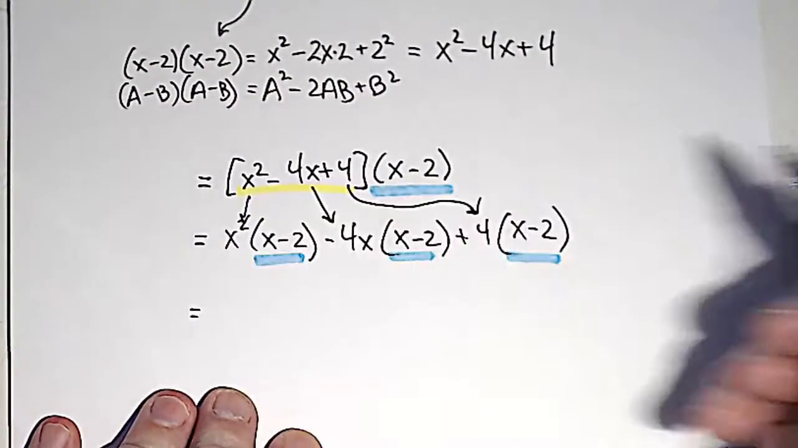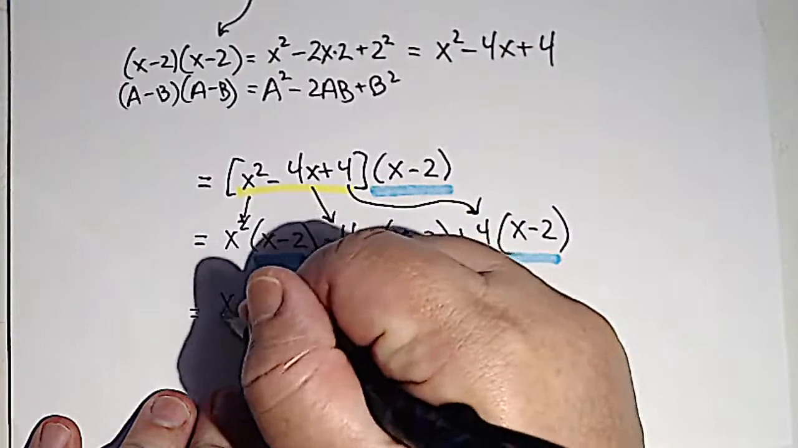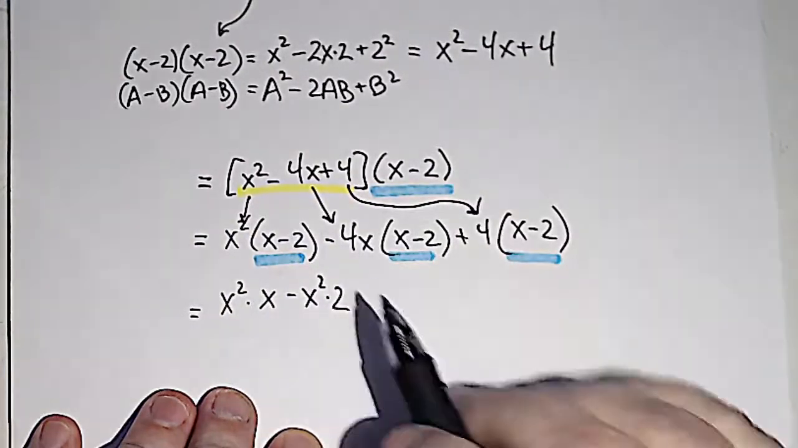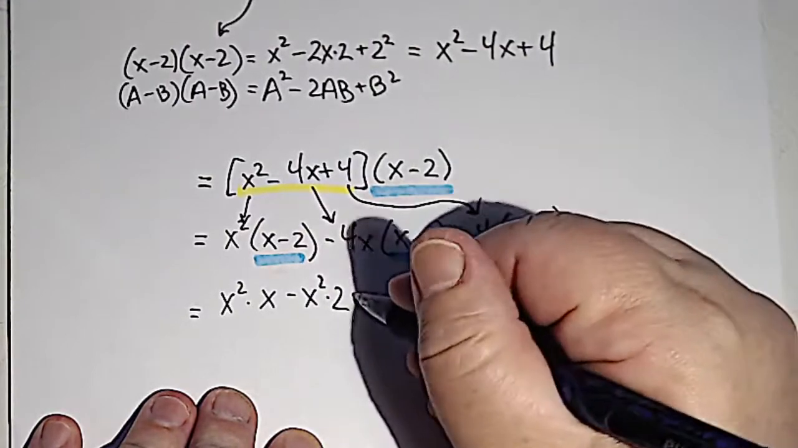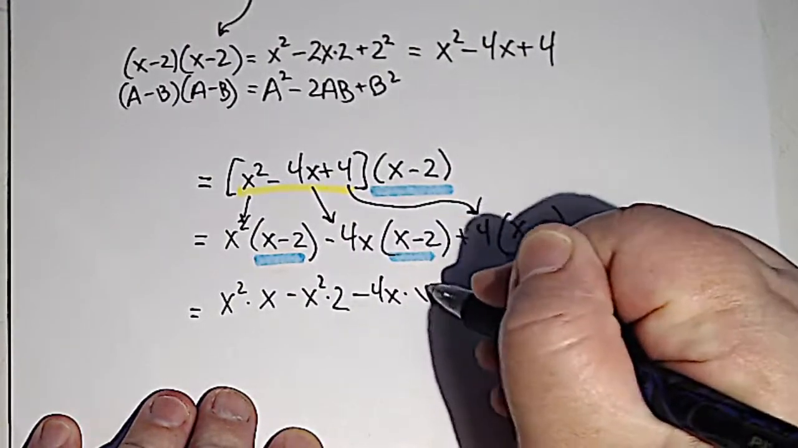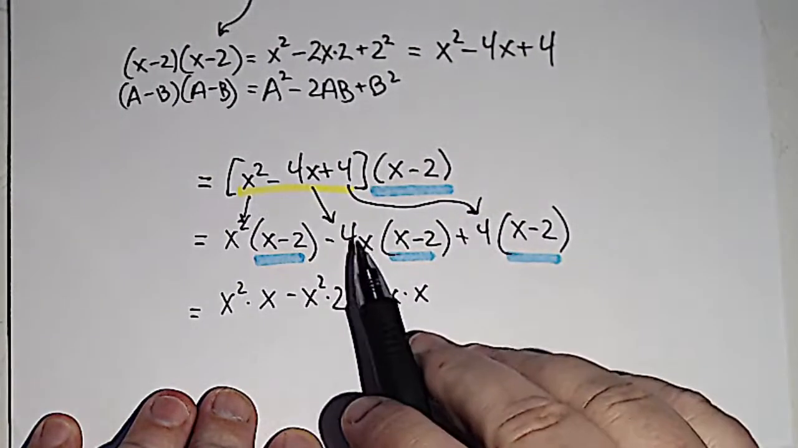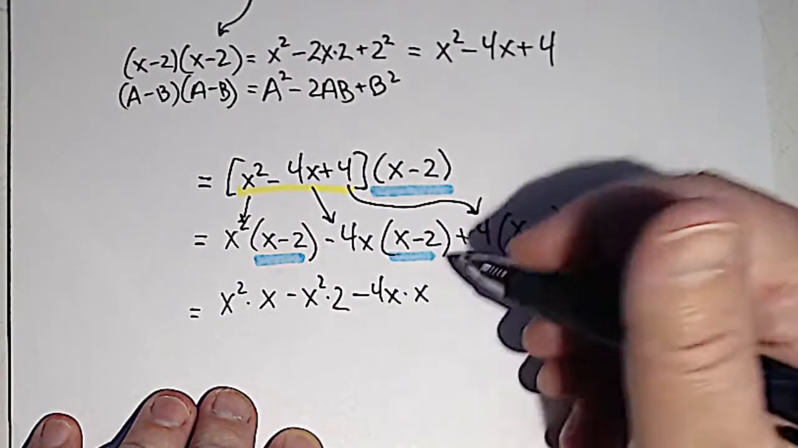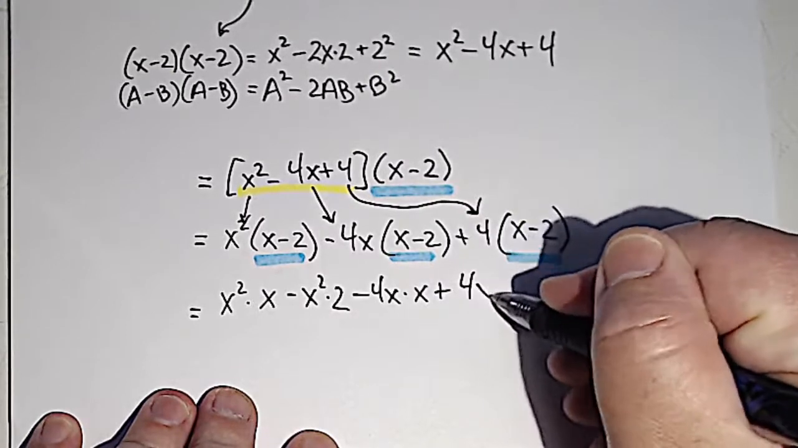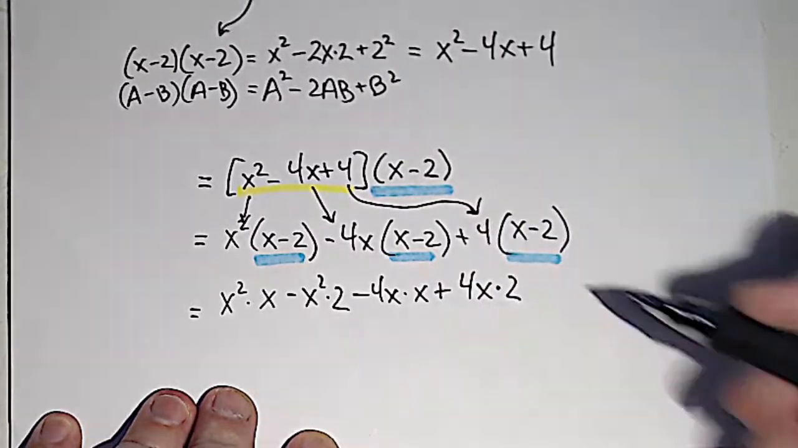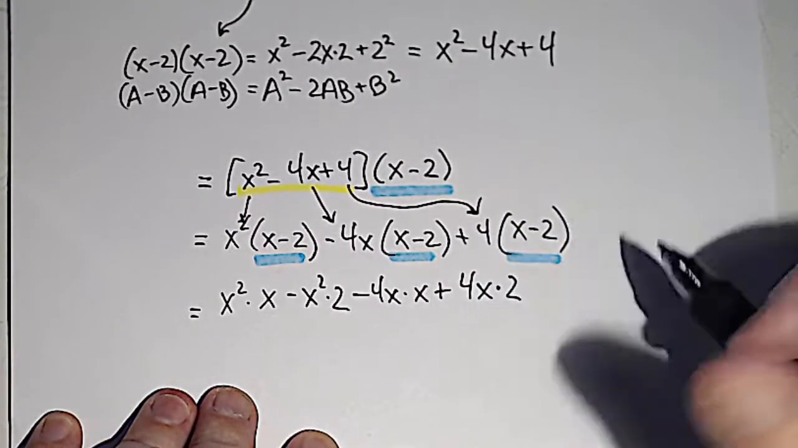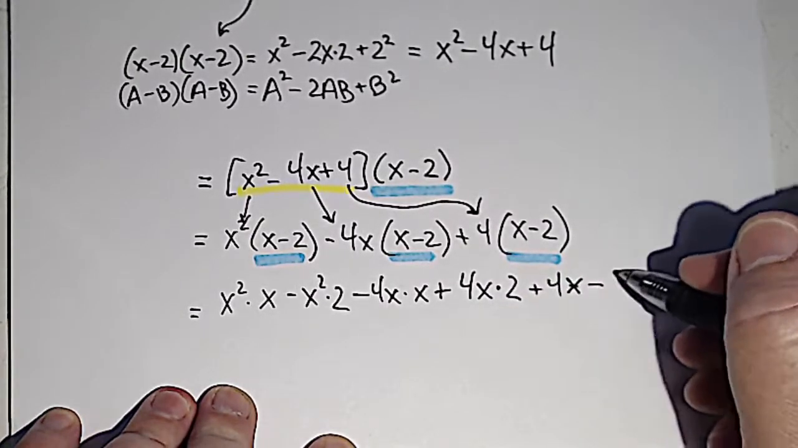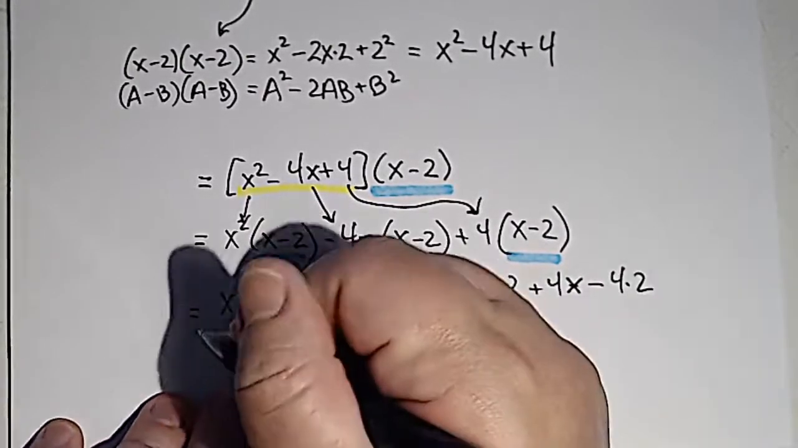Okay. X squared goes through. X squared times x minus x squared times 2. Minus 4x goes through. Minus 4x times x. Now be careful. Minus 4x times negative 2. Two minuses give me plus 4x times 2. And then 4 comes through. Plus 4x minus, oops, left out that, minus 4 times 2.